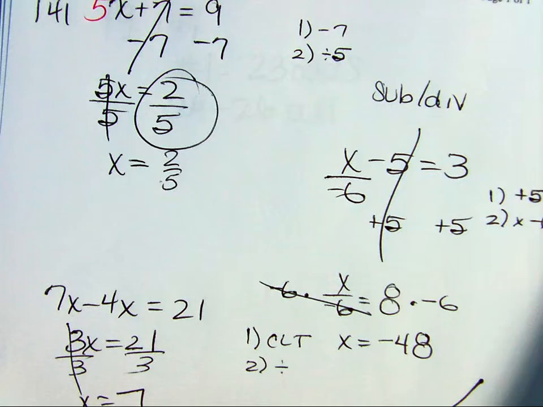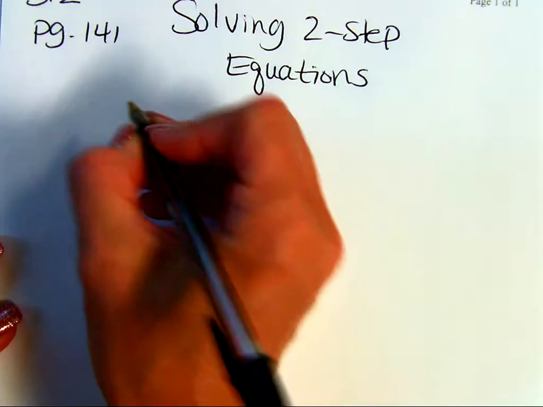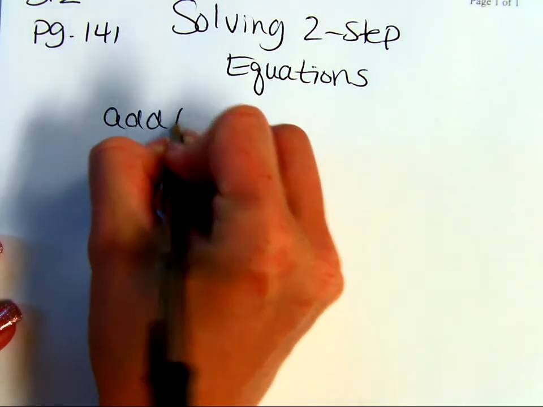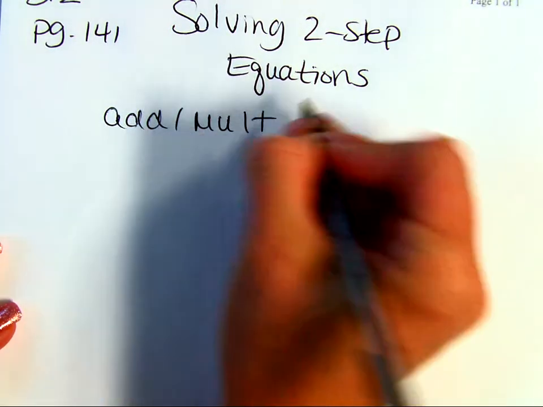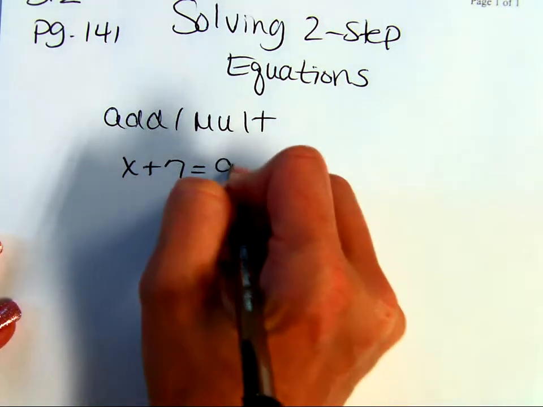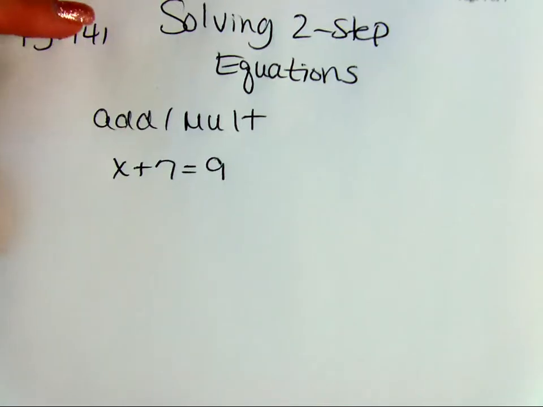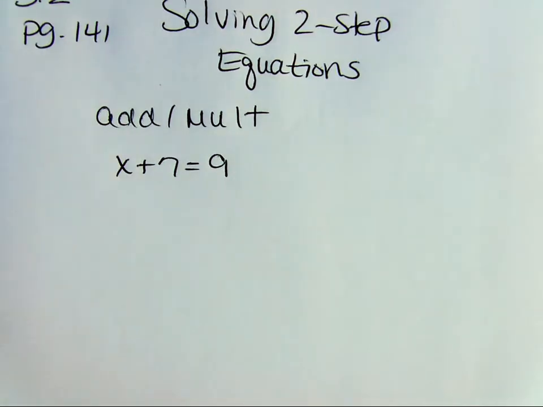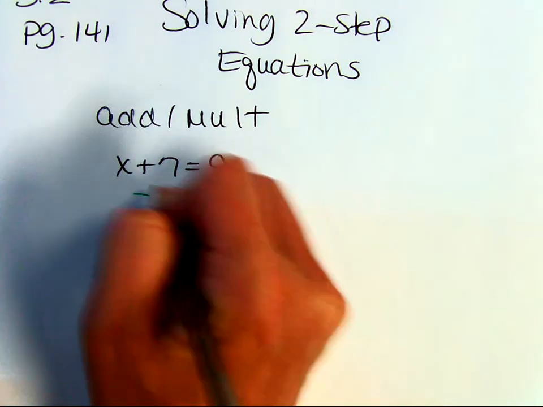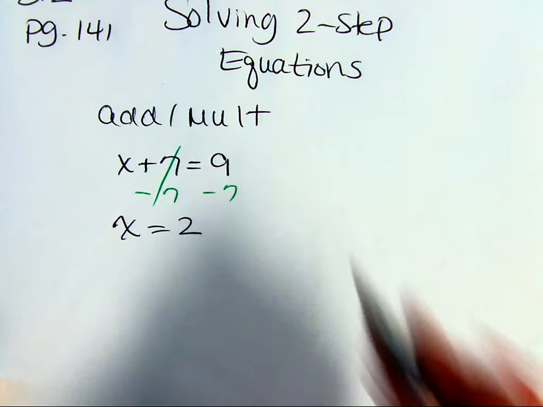So let's talk about what an addition-multiplication equation would look like. Here, I'm just starting out with my regular old one-step equation. Now, to solve this, you know what to do. You would subtract 7 from both sides, right? And then you would get your answer, and it would be x is equal to 2.